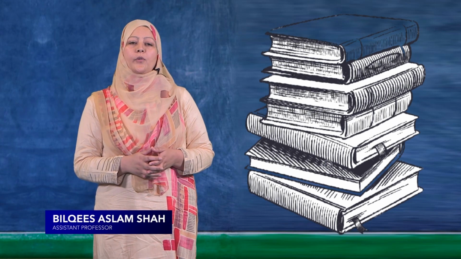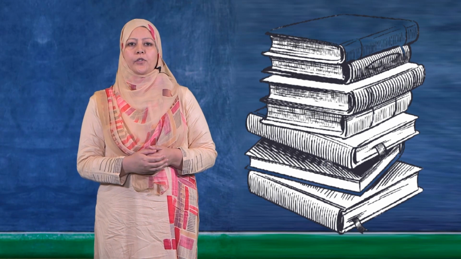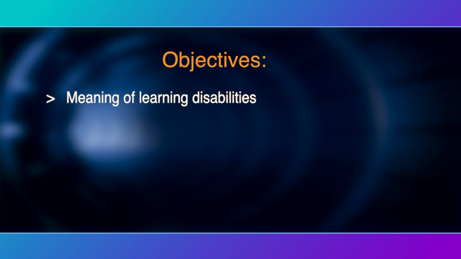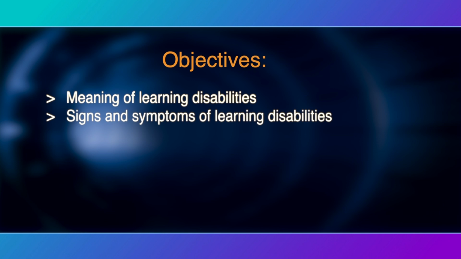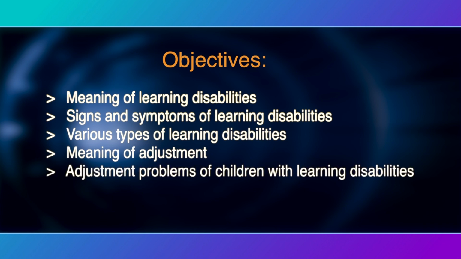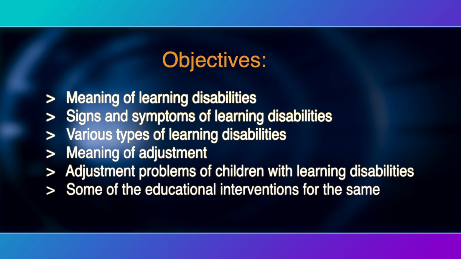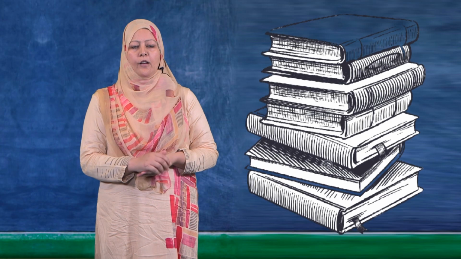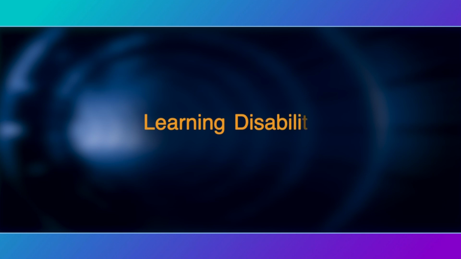The topic chosen for the program is Adjustment Problems of Students with Learning Disabilities. The objectives set for the program are to understand the meaning of learning disabilities, to understand the signs and symptoms of learning disabilities, to be familiar with the various types of learning disabilities, to understand the meaning of adjustment, to be familiar with the adjustment problems of children with learning disabilities, and lastly, we will understand some of the educational interventions for the same. So let's first discuss learning disability.